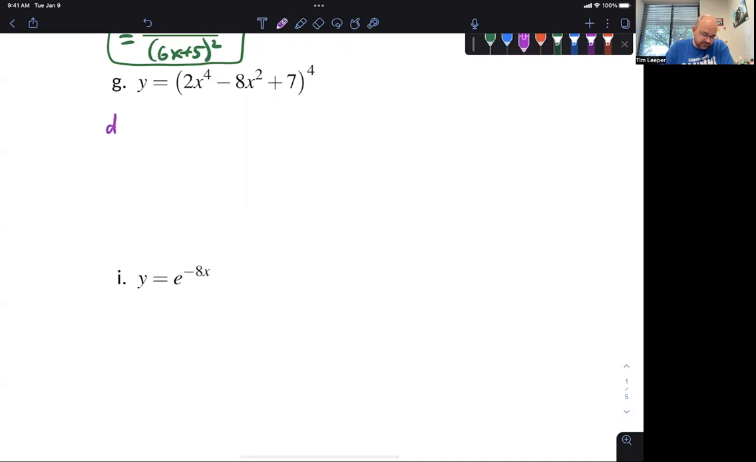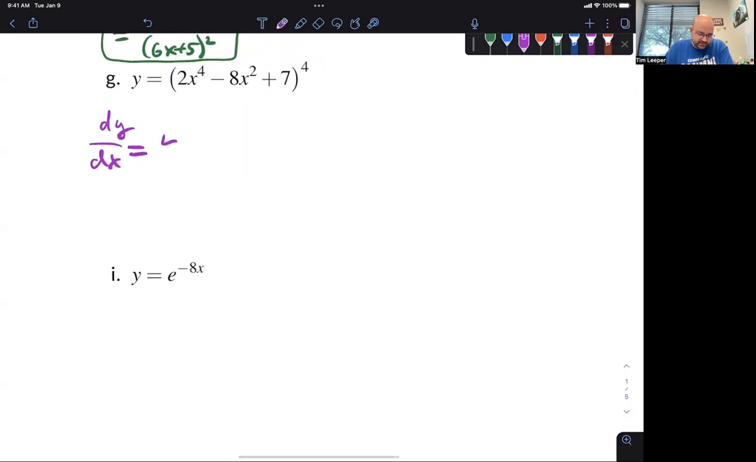So with the chain rule, it says dy/dx here. The outside portion is the power. So we're going to bring the 4 down in front. That makes that 4, and then just rewrite the parentheses, 2x to the fourth minus 8x squared plus 7, and then subtract 1 from the exponent. So 4 minus 1 is 3. Good. So all I've done so far is the power rule.